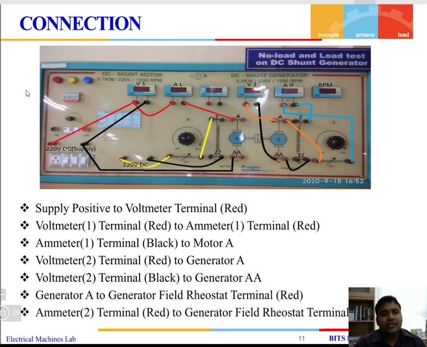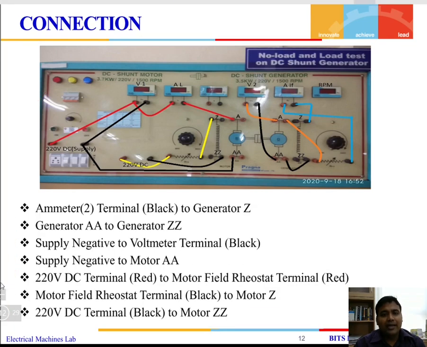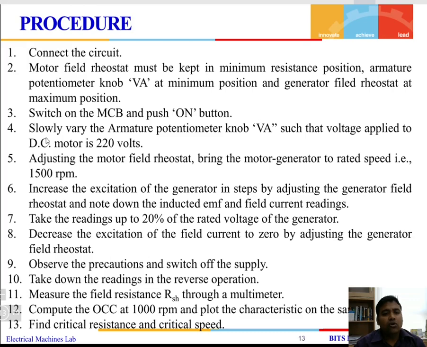Do the connections as given in the manual, for both the motor end as well as the generator end. Connect the circuit in this particular manner, and then follow the procedure given in the manual. The procedure is: connect the circuit, keep the motor field rheostat at the minimum position first, keep the armature knob and generator field rheostat at the minimum position, switch on the MCB and push turn on.